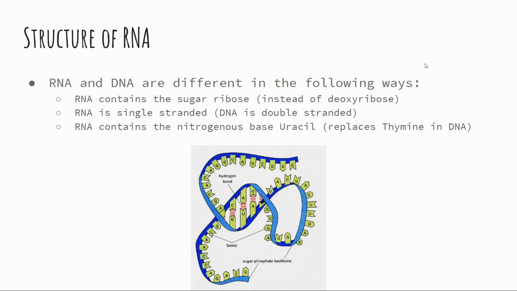RNA and DNA are different in the following ways. RNA contains the sugar ribose instead of deoxyribose. RNA is going to be single-stranded while DNA is double-stranded. And RNA contains a nitrogenous base uracil, which replaces the nitrogenous base thymine in DNA. So it's A and U go together, G and C go together with RNA.